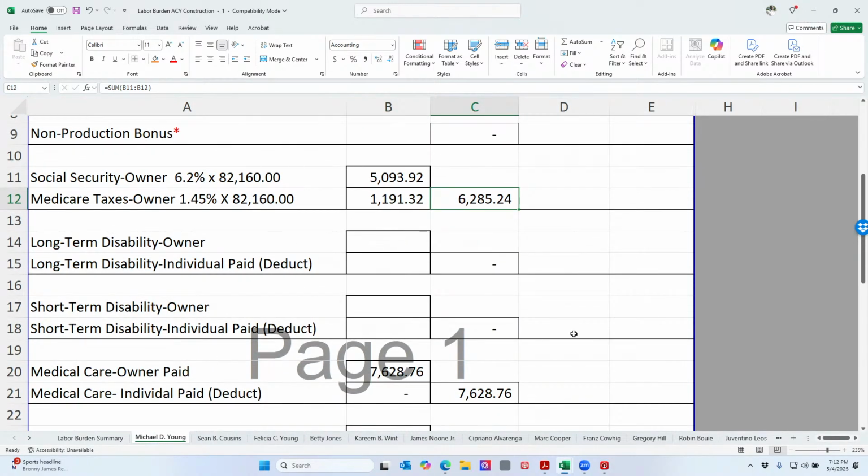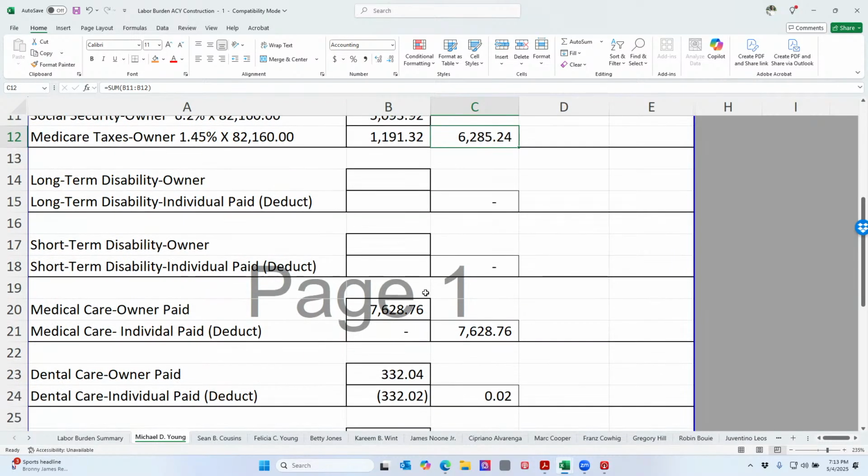Let's say you had some type of short-term disability or long-term disability that you paid for your staff. This is not employee paid. This is what you pay. So if you don't pay anything, you don't include anything. But if you had something, you would add it here.